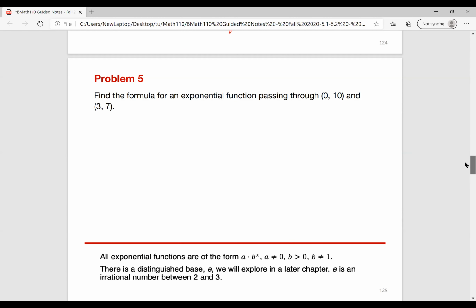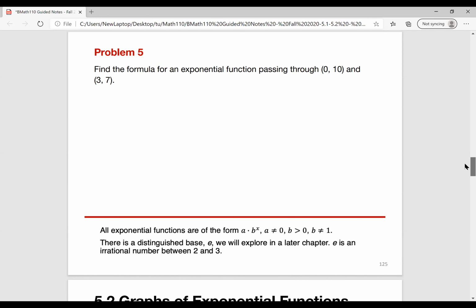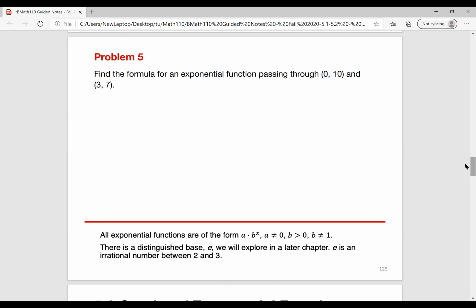All right. So you can see that problem number 5, they're giving you 2 points. And we want to find the formula for the exponential function passing through (0, 10) and (3, 7). In here, there's a hint that all exponential functions are in the form a times b to the x, with a not equal to 0, b greater than 0, and b not equal to 1.